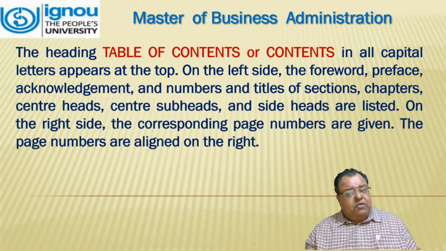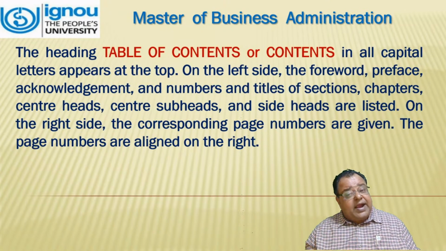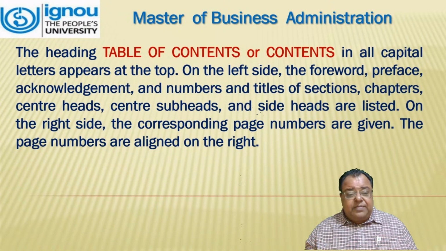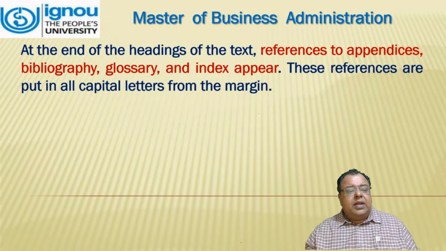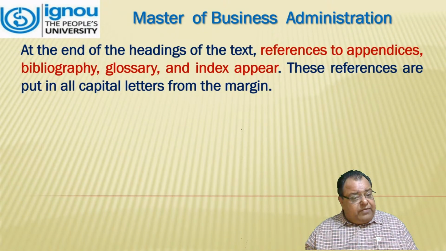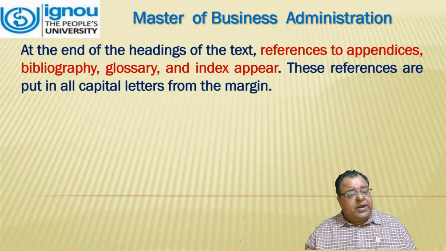On the left side, the foreword, preface, acknowledgement, and numbers and titles of the sections, chapters, center heads, center subheads, and side heads are listed. On the right side, the corresponding page numbers are given. These page numbers are aligned on the right. At the end of the headings of the text, references to appendices, bibliography, glossary, and index appear. These references are put in all capital letters on the margin.